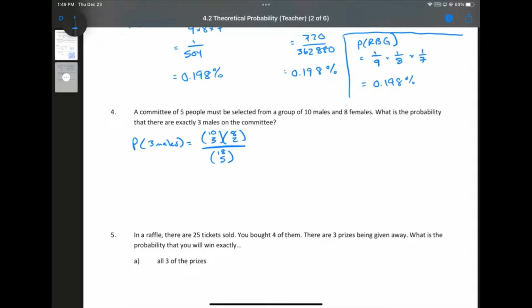Okay, so punching this into my calculator, 10 choose 3 times 8 choose 2 is 3,360. And on the bottom, 18 choose 5 is 8,568.